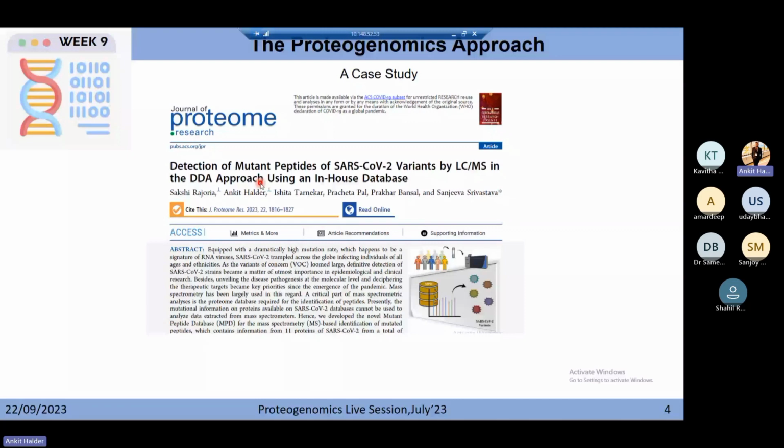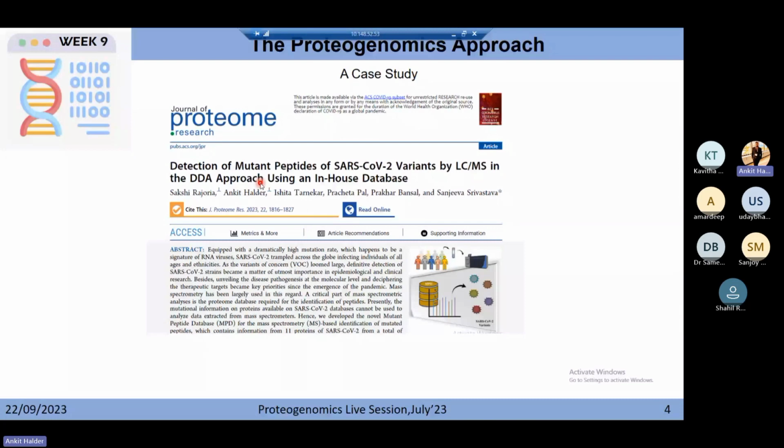So people were just trying to trace it out, and the variance, I think till now it is prevalent, might be in some parts of the world where you are getting certain variants at the genomic level. We all know the variants at the genomic level, but this viral genome gets integrated, and the detection of those particular peptides. So now if we can detect the mutant at the peptide level of those SARS-CoV-2 variants by LCMS in the DDA approach using an in-house database.